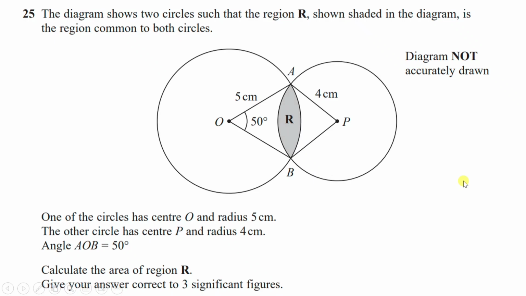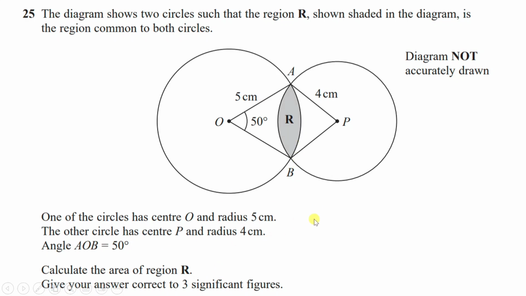So let's do question 25. The diagram shows two circles such that the region R, shown shaded in the diagram, is the region common to both circles. Okay, I see where this is going. One of the circles has center O and radius 5. The other circle has center P and radius 4. So we're talking about these lengths here. Angle AOB is 50 degrees. Calculate the area of region R.